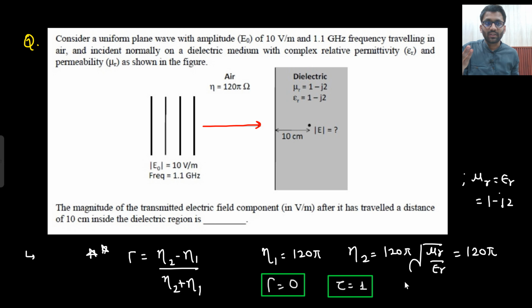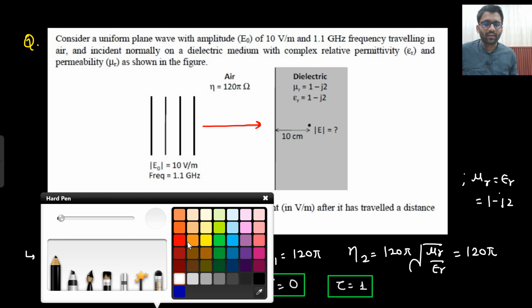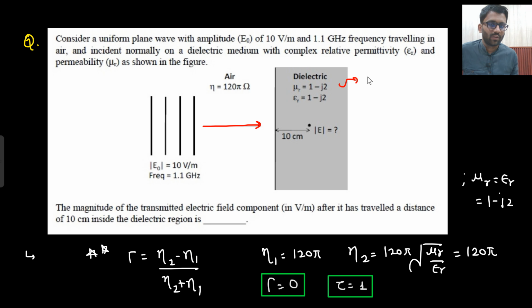Now what do I need to find? Now the electric field will be decaying in the dielectric because it is a lossy dielectric. There would be some loss. But they did not mention sigma here, so sigma is 0. Now sir, sigma is 0, how are you saying this is a lossy dielectric? How am I saying? Because my permeability and my relative permittivity both are complex. What I mean to say is, what is my gamma?